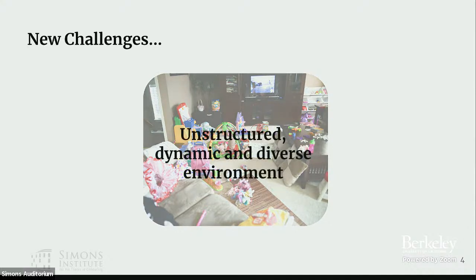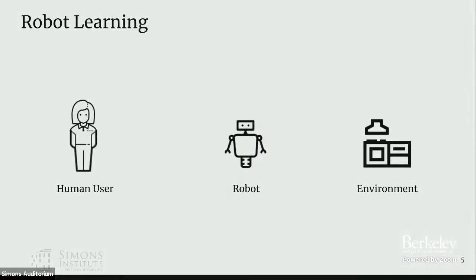And so how do we tackle this? Let's give them the ability to adapt and to learn after deployment. So we think about the problem of robot learning considering 3 different entities: the human user, the robot, and the environment. The robot takes actions that change the state in the environment and receives consequent observations from the environment it's in.